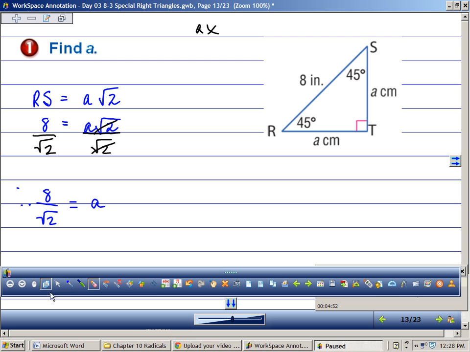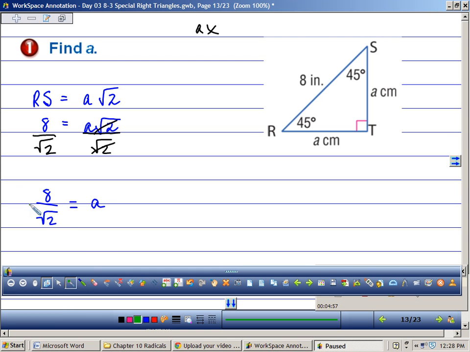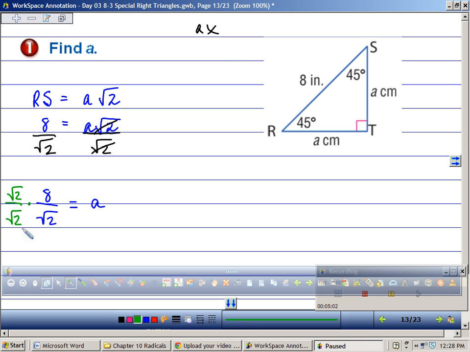What property tells me I can multiply by root 2 over root 2 on just one side of an equation? What property tells me I can multiply by 2 over 2? What is 2 over 2? 1. So doesn't that mean that root 2 over root 2 is also 1? What property tells me I can multiply anything by 1 and still have the same answer? Pedro? Identity. Good job.